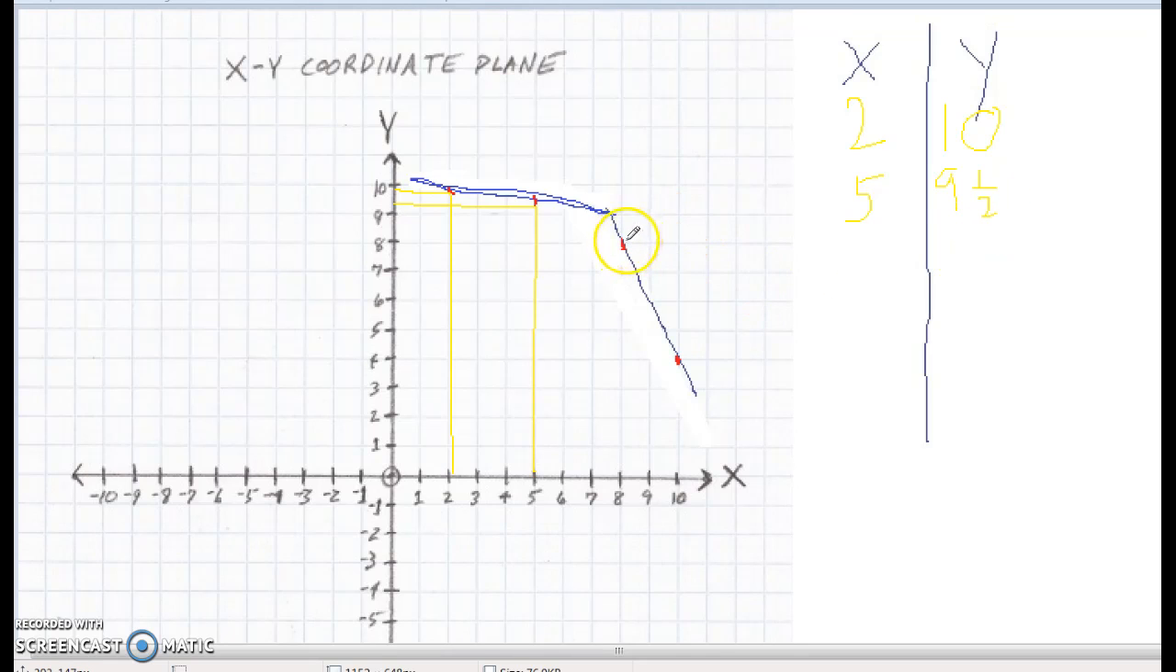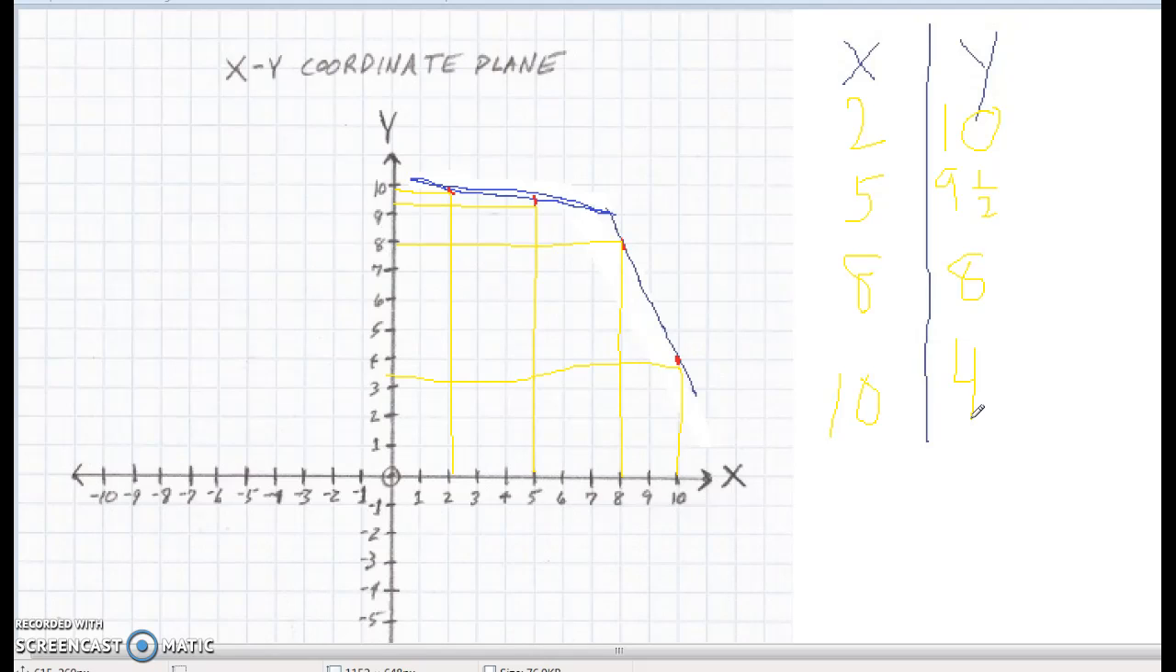Now I'm looking at this next dot. My x is at the 8, my y is at the 8. So x is at 8, y is at 8. With this last one here, the x is at 10 and the y is at a 4. 10 and 4. Now let's look at the pattern that we have.